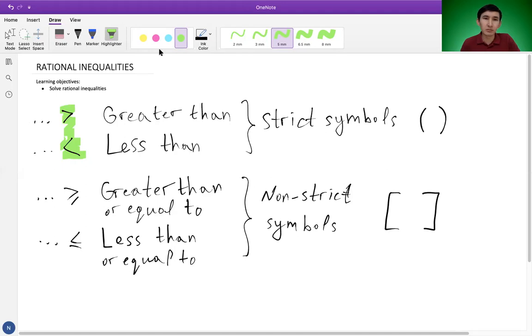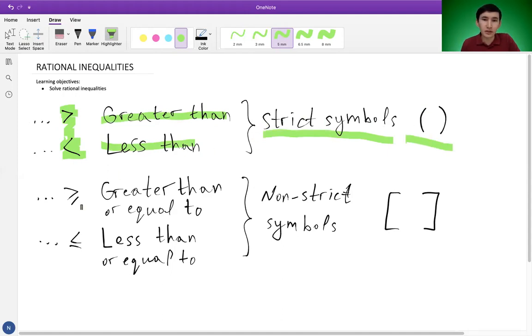First of all, let's talk about inequality symbols. Here they are, you can see them. The first symbol means greater than, and this symbol means less than. Both symbols are strict symbols, and when the inequality has strict symbols, we use round brackets.